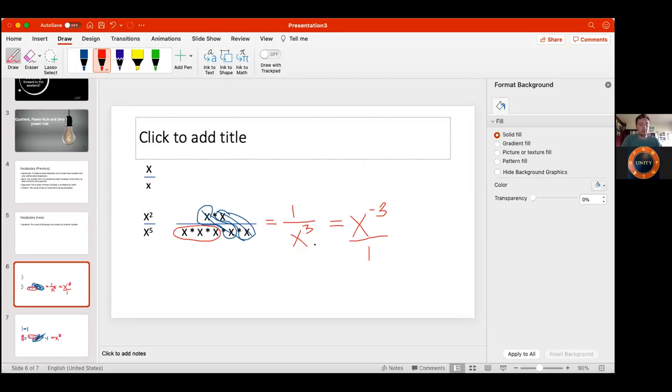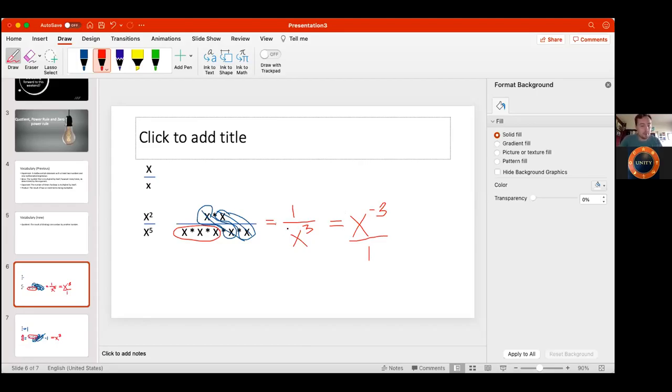But for this specific lesson, this would be 1 divided by x to the third, or x to the negative third. Those are equivalent. Just keep that in mind: if you're ever dividing, using the quotient rule, dividing exponential values, and the bottom denominator value is larger, it often means you're going to end up with a negative exponent value.